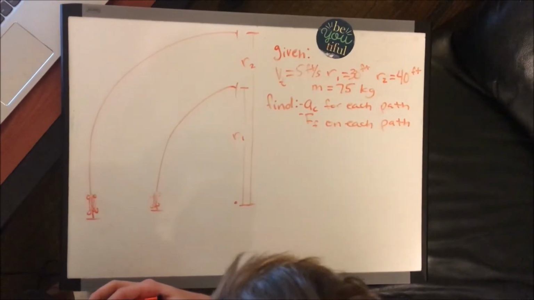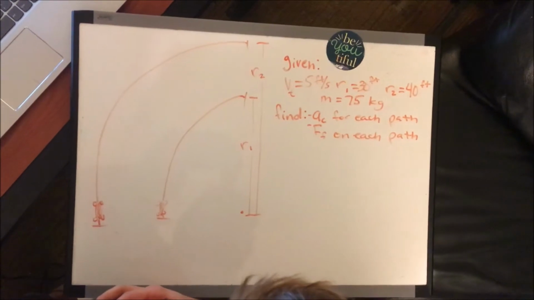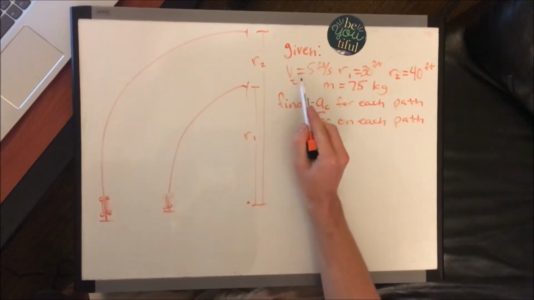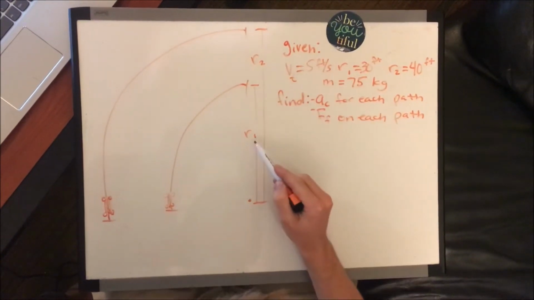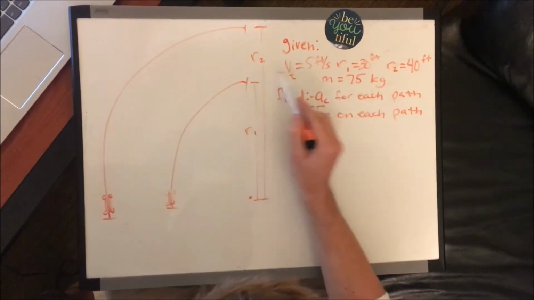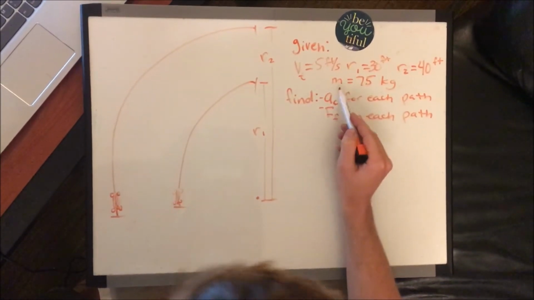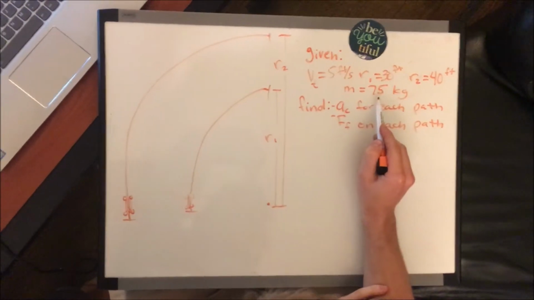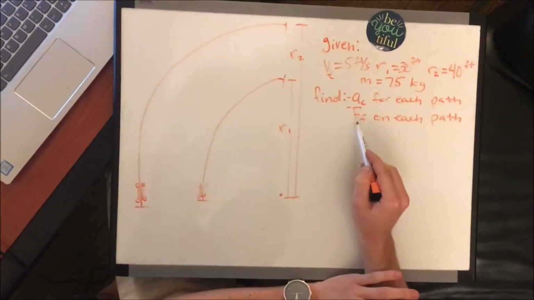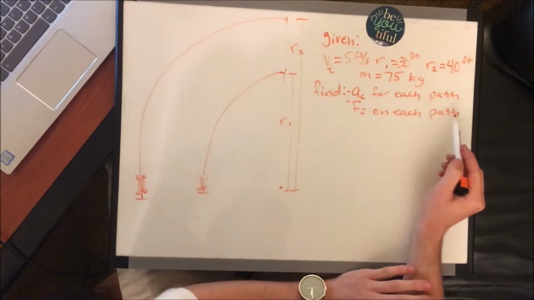Now, I'm going to do an example problem using this kind of situation, where I'm given a consistent velocity of 5 feet per second, radius 1 equals 30 feet, radius 2 equals 40 feet, and the mass of the skateboarder is 75 kilograms. I'm told to find this and relate that to the force of friction on each path.